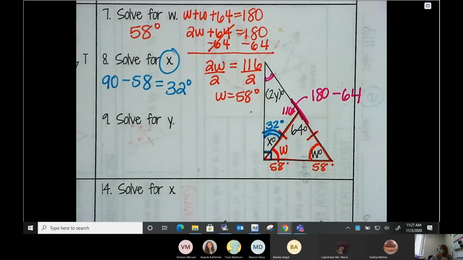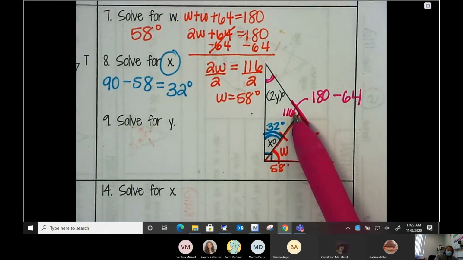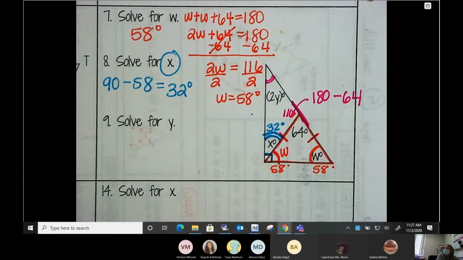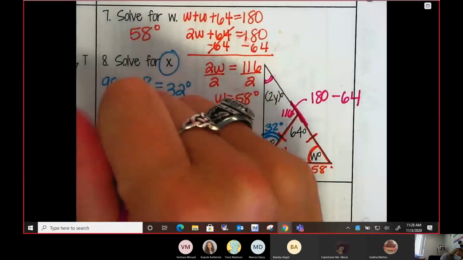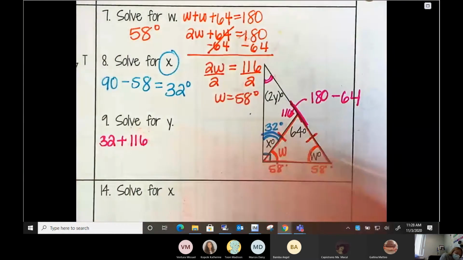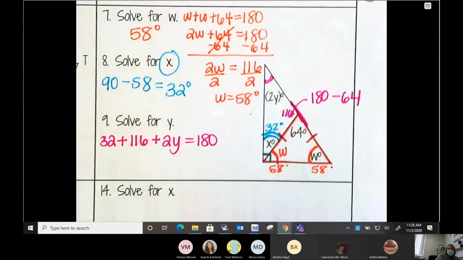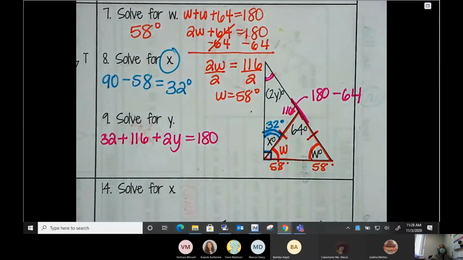Okay, so now I've got the 32, I've got the 116, and I've got 2y. So what can I do from here? Add them all together and set them equal to 180. Very nice. So I can add 32 plus 116 plus 2y and set it equal to 180. And then it just becomes some algebra. So what can I do first?